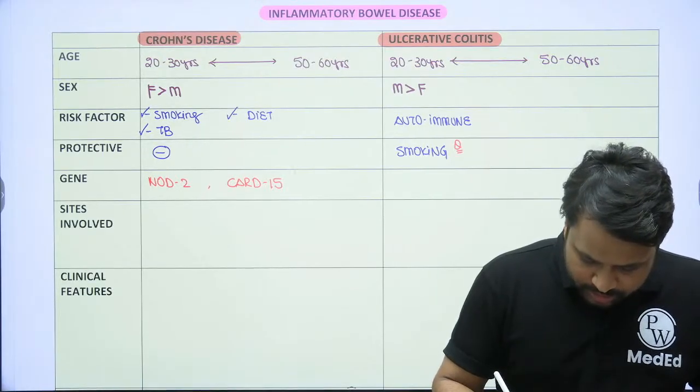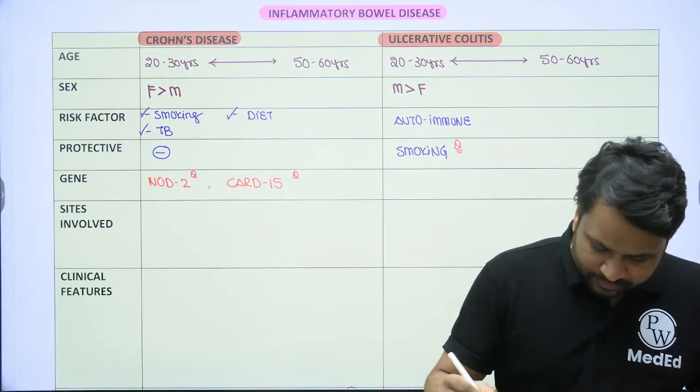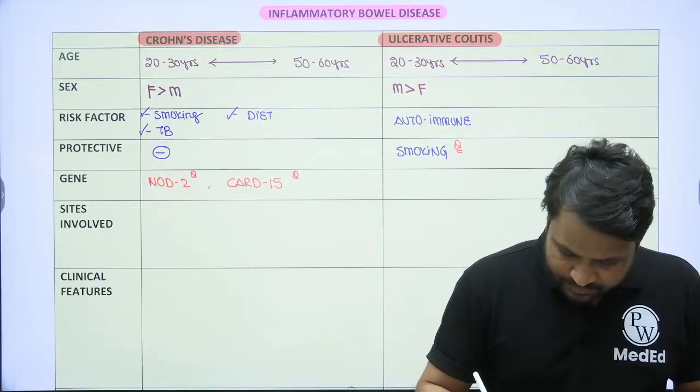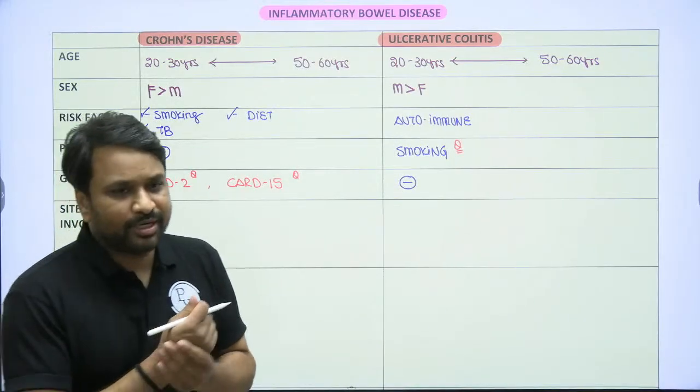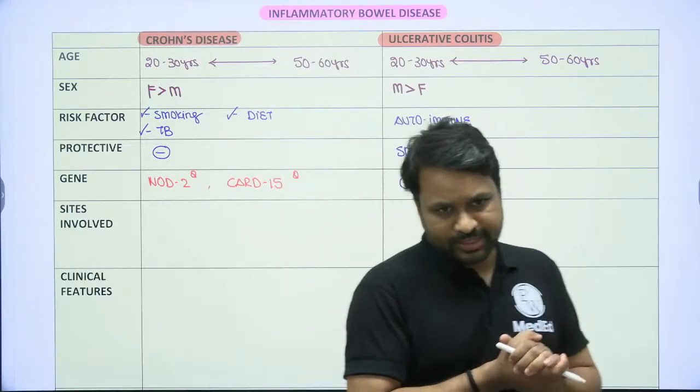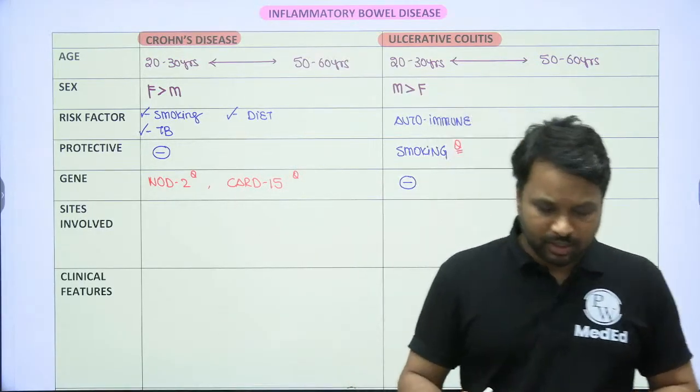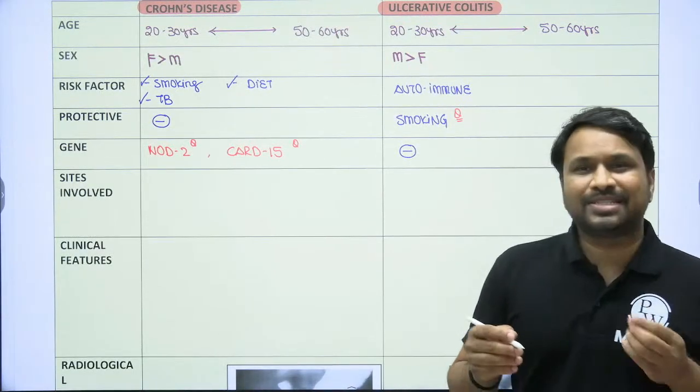So two important genes, both of them are important from the exam perspective. There are no specific genes for ulcerative colitis. NOD2 and CARD15 are the two important genes that you should know for Crohn's disease. Ulcerative colitis does not have any predetermined genetic component. Now, what are the sites involved?